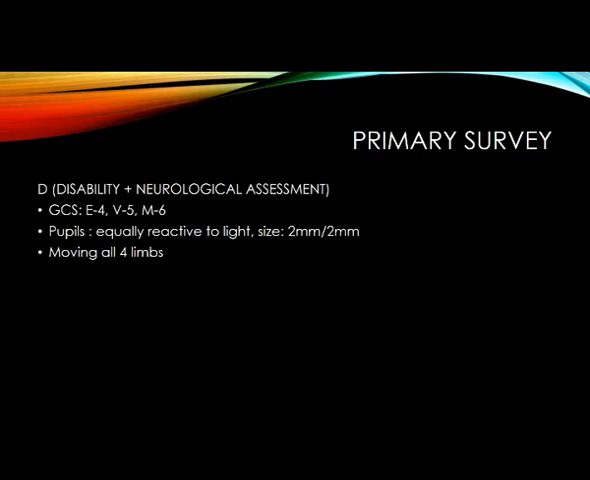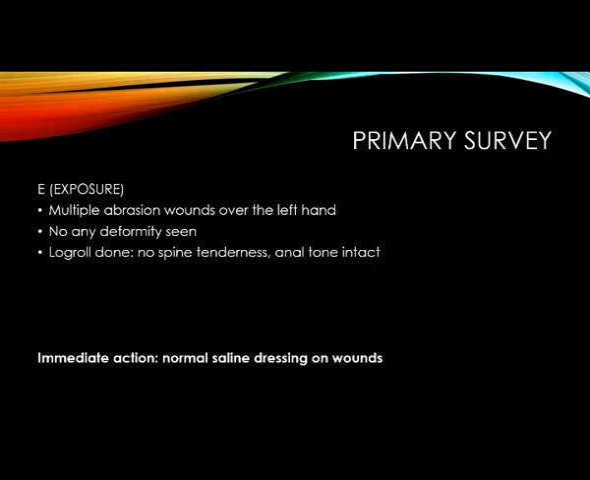D stands for disability in the primary survey. Disability plus neurological assessment. GCS was full. E stands for eye, scoring 4. V for verbal, scoring 5. And M scoring 6. Pupils were equally reactive to light, size 2 mm bilaterally. Moving all limbs. Finished with D, we go to E.